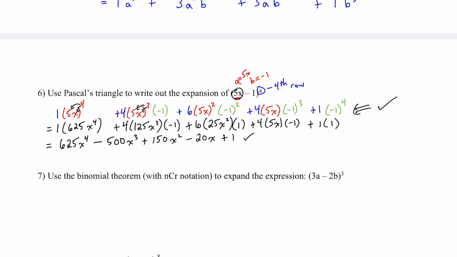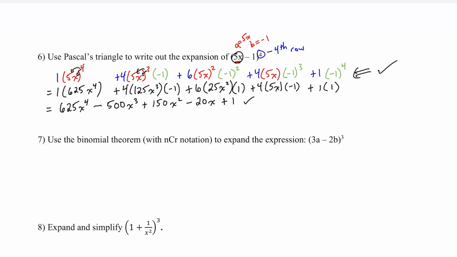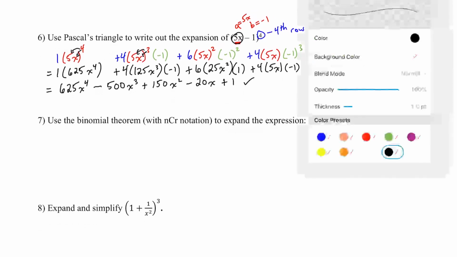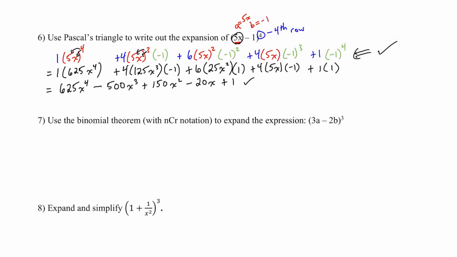Okay, let's use the binomial theorem this time, as required before, to expand the expression 3a minus 2b to the power of 3. So again, this is the third row, so n equals 3. So our terms are going to be 3 choose 0. Then it's going to be 3 choose 1. Then 3 choose 2. And then 3 choose 3.